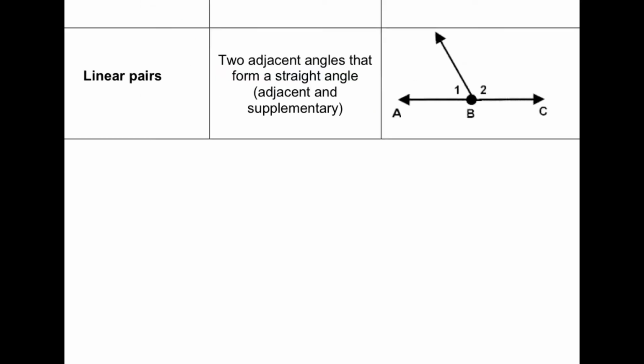Lastly, linear pairs. These are two adjacent angles, so they're next to each other, that form a straight angle. A straight angle is 180 degrees. So these angles are also considered supplementary because they add up to 180. But they have to be next to each other.